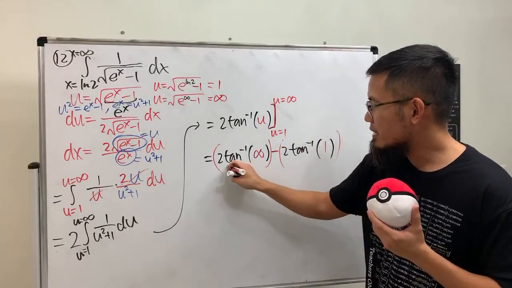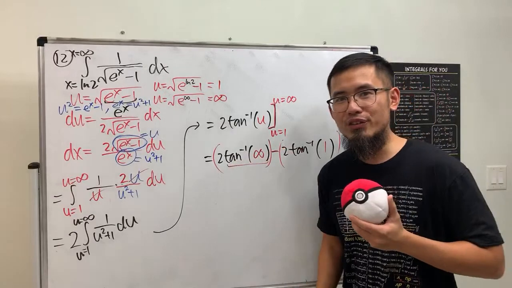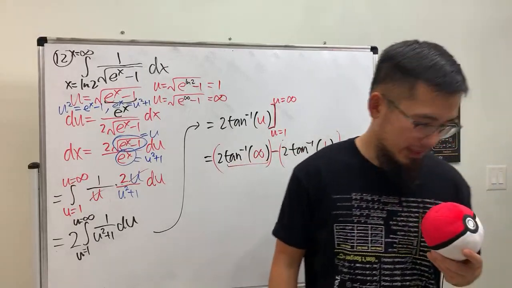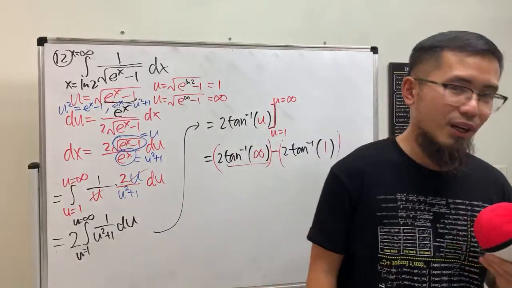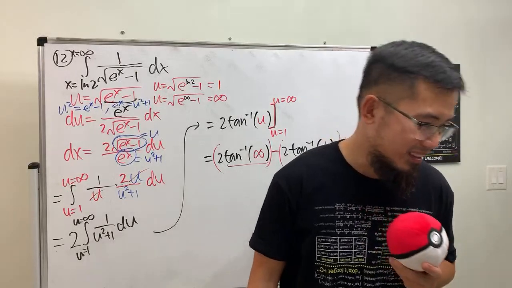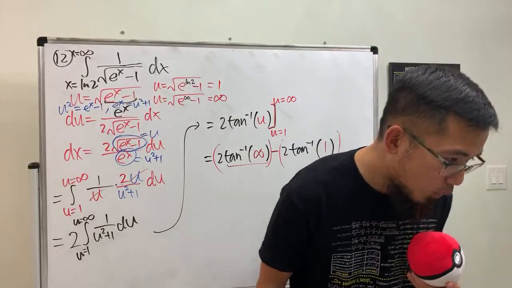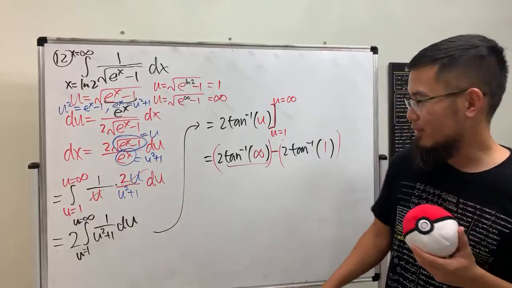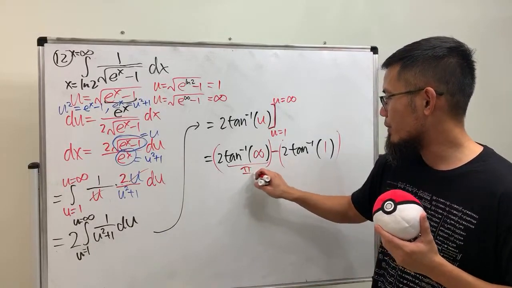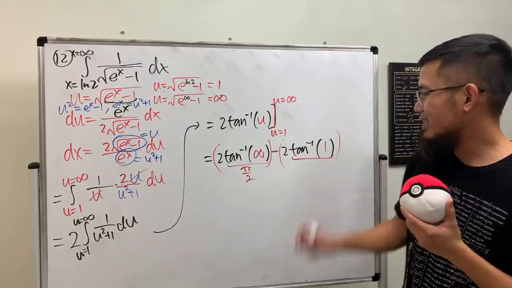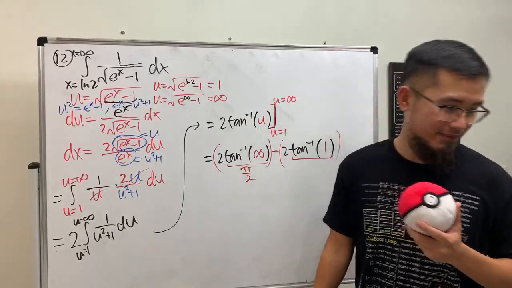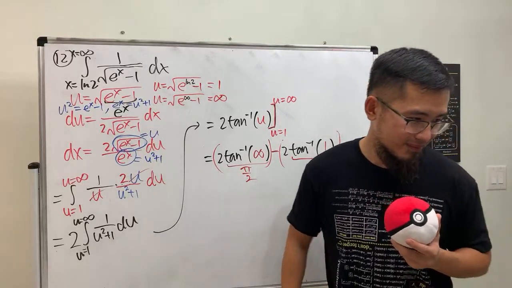Now, what's this? What's inverse tangent of infinity? It's not on my shirt, unfortunately, so help me out with that. What's inverse tangent of infinity? Pi over 2. Thank you so much. So here we have pi over 2. In the meantime, what's inverse tangent of 1?